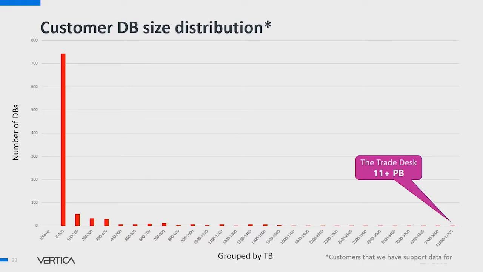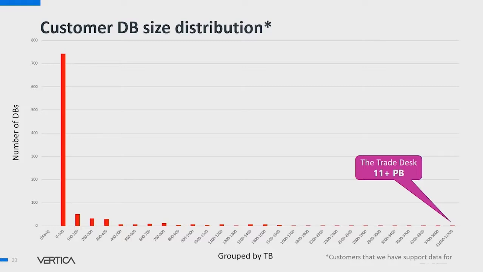Starting on the left, the first bracket is 0 to 100 terabytes with about 750 customer databases. The next bracket is 100 to 200 terabytes with 50 or so databases. And the height of the bars generally goes down as you move to the right.